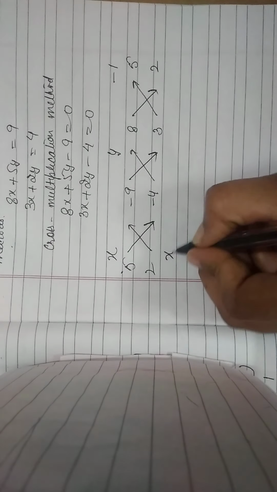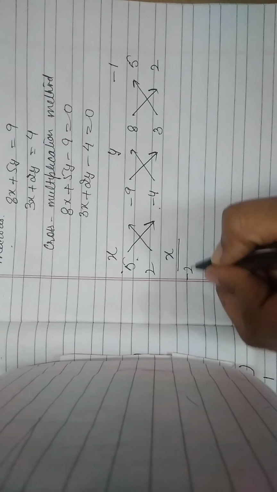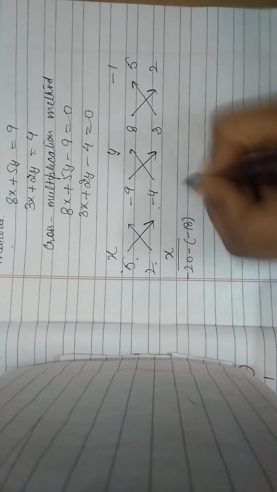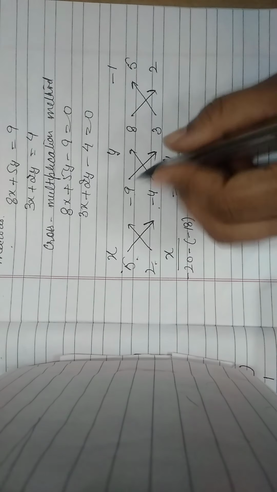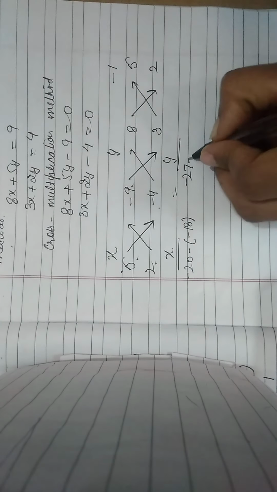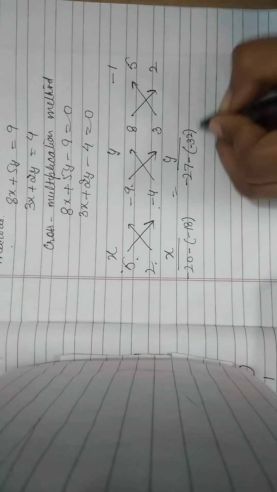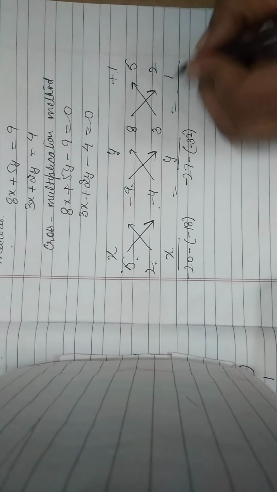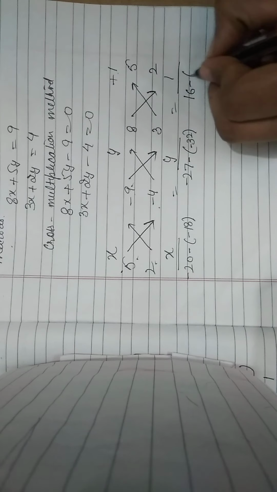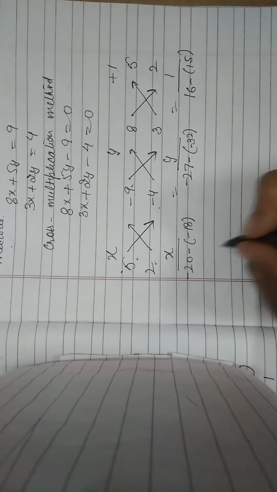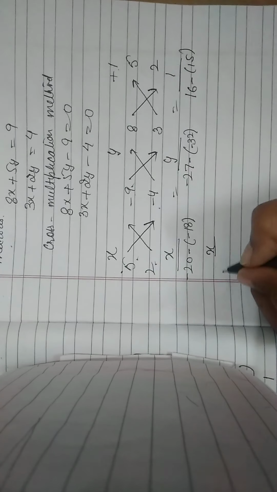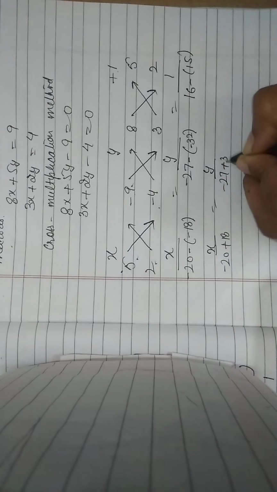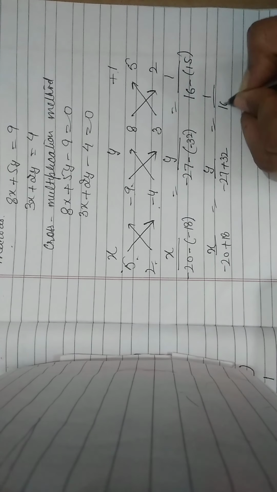Now x upon minus 20, minus is in formula, write the next term in bracket, minus 18. Y upon minus 27 minus 32. Same y, 1 upon plus 1 here. 1 upon 16 minus 15. X is equal to x upon minus 20 plus 18. Y upon minus 27 plus 32. 1 upon 16 minus 1.